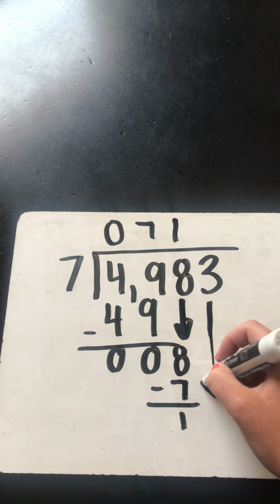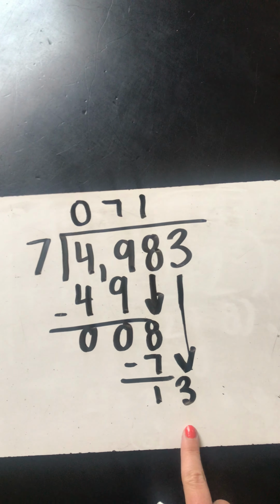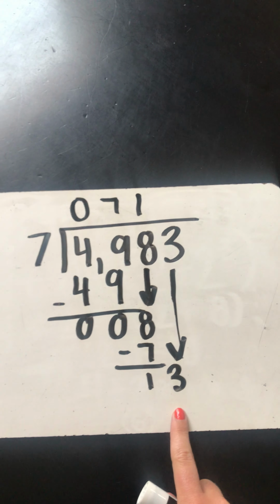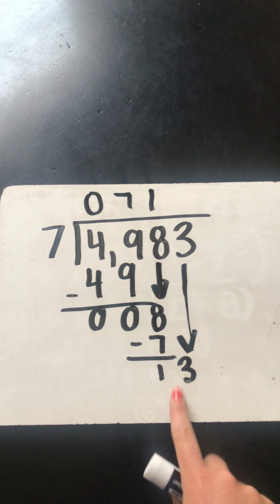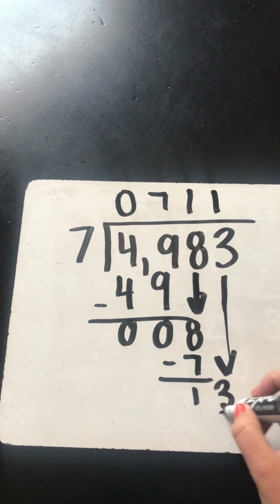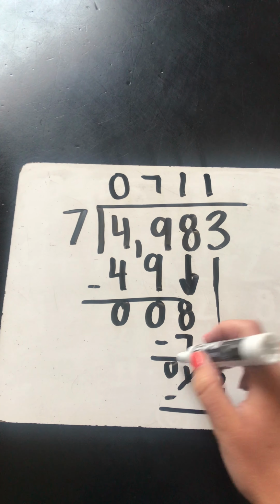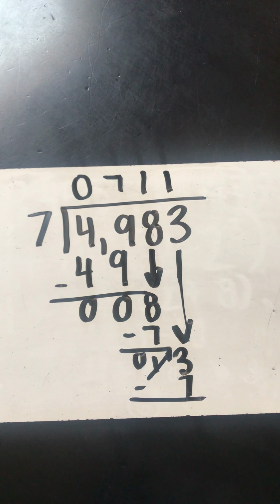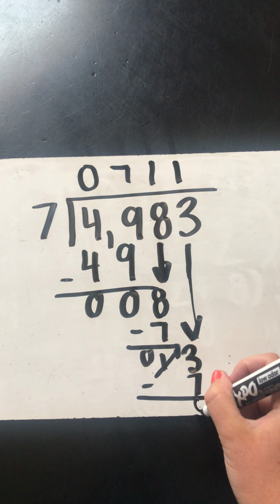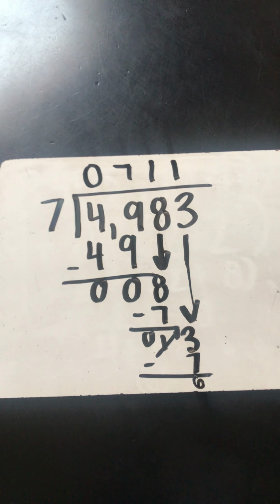Now I'm going to bring down my last number, which is a 3. So now I need to ask myself, can 7 go into 13? Yes, it can, but it can only go in once. 7 times 1 is 7, and 7 times 2 is 14, and 14 is bigger than 13, so it can only go in once. I'm going to go ahead and subtract 13 minus 7. Running out of room. What we call this is a remainder 6.